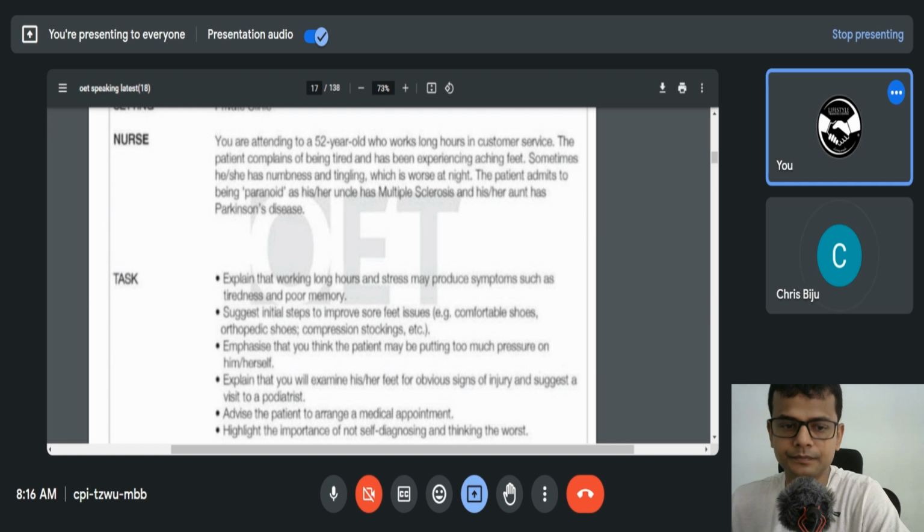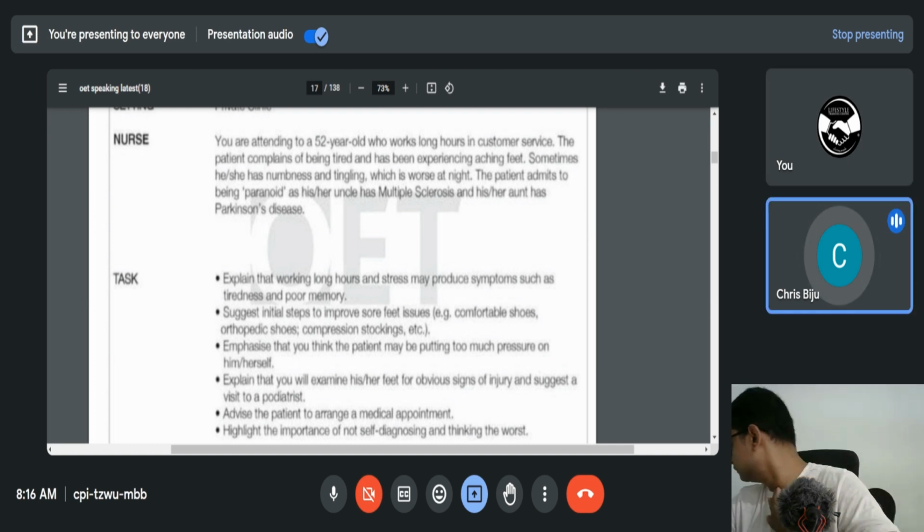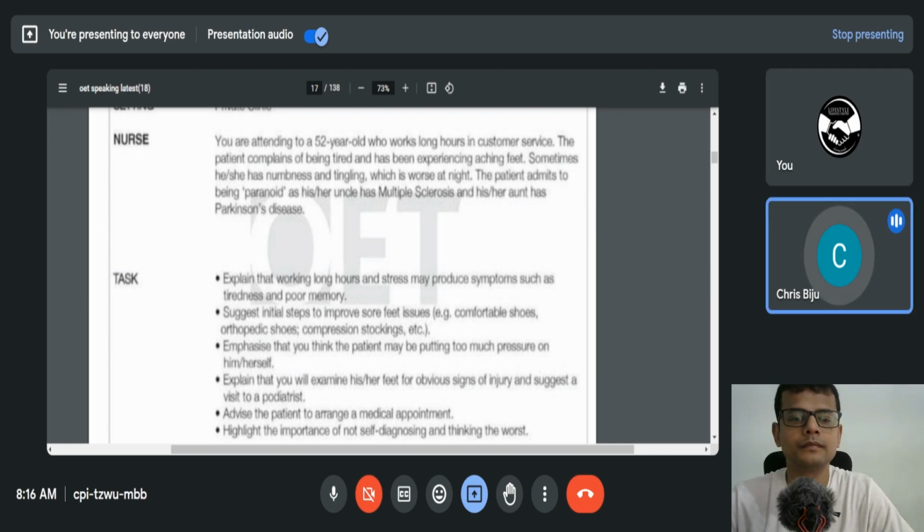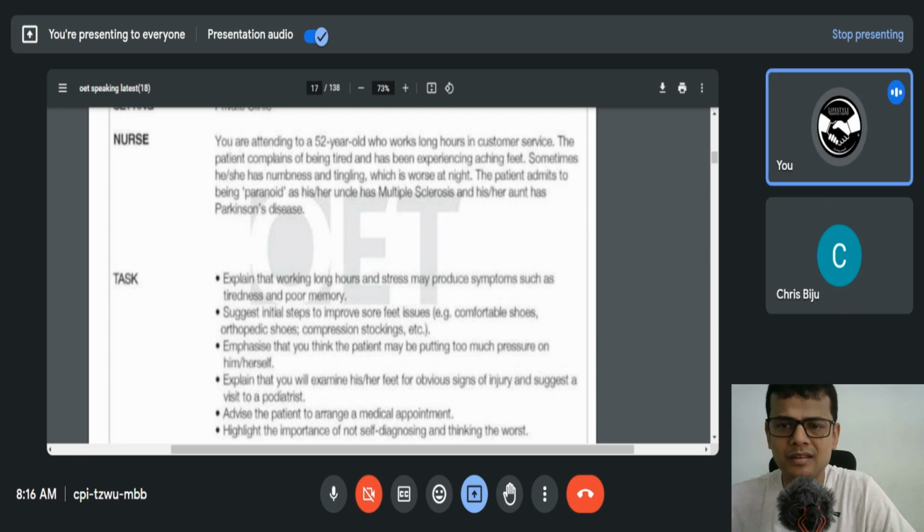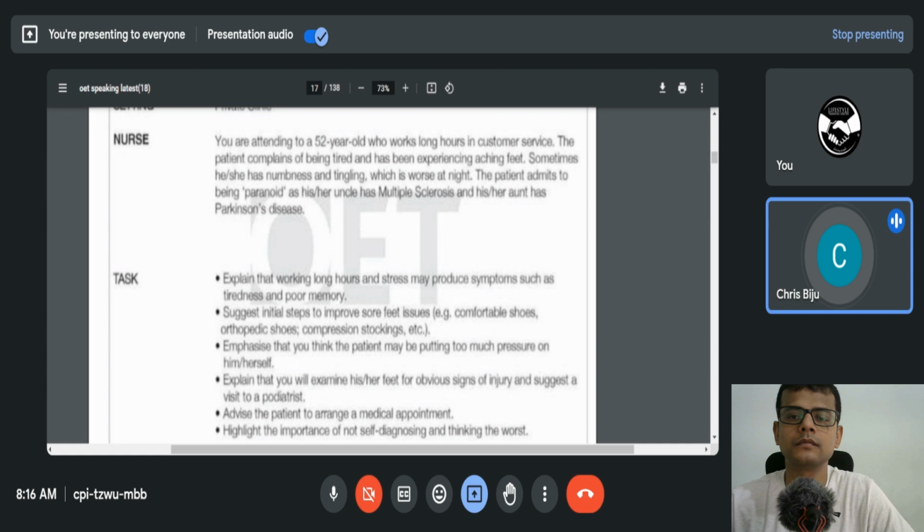Hi, I'm Millie, one of the registered nurses working here in this private clinic. How can I help you today? Actually, I'm struggling from pain on my feet, and also I have some memory issues. If you could help me, it would be great. Definitely, I will help you.